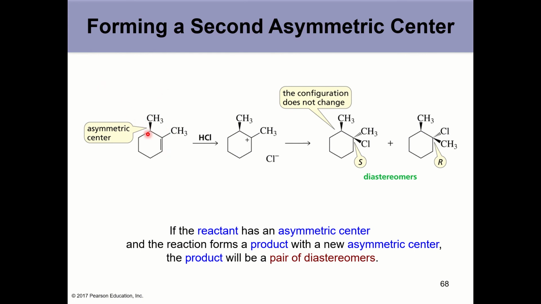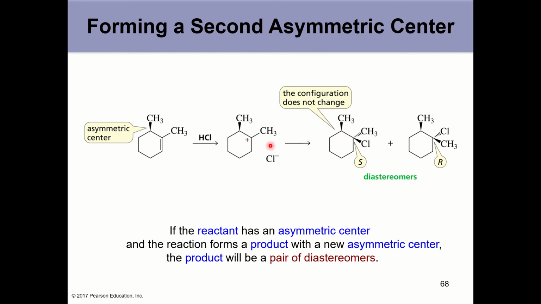So if we already have one asymmetric center, and in our product we form a second asymmetric center, the asymmetric center in the reactant that was not part of the pi bond is going to be unchanged. So it will have the same configuration in the product as it did in the reactant. So all products will then have one asymmetric center that has the same configuration.